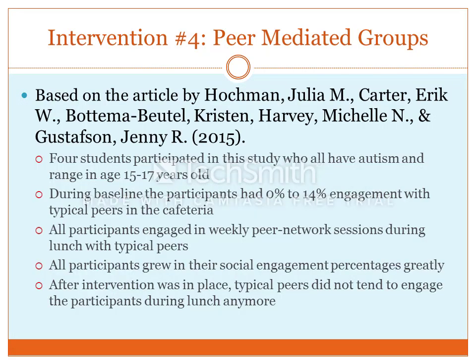To briefly go over this article by Hoffman, Carter, Bodeman, Buttel, Harvey, and Gustafson, 4 students who had autism participated in this study. This is in a high school setting, so they're 15 to 17 years old. During baseline, the participants had 0% to 14% engagement with their typical peers in the cafeteria. So there were typical peers in the cafeteria, but they didn't engage. This might be due to not being seated around their typical peers. It may be a withdrawal mechanism they have, or they might be ignored by their typical peers.